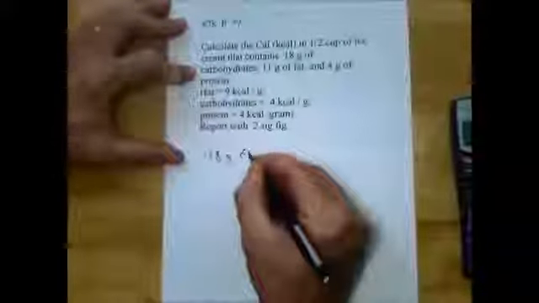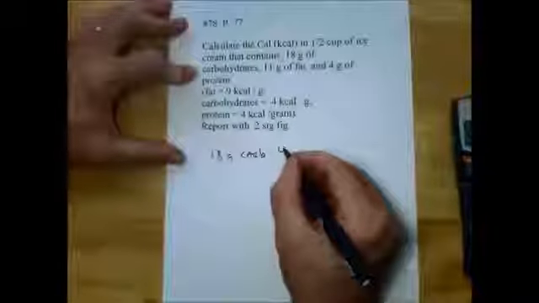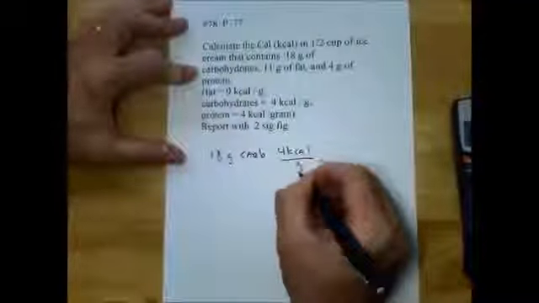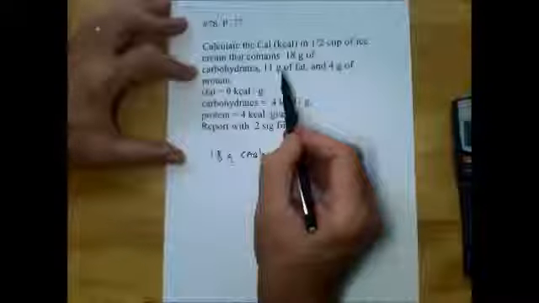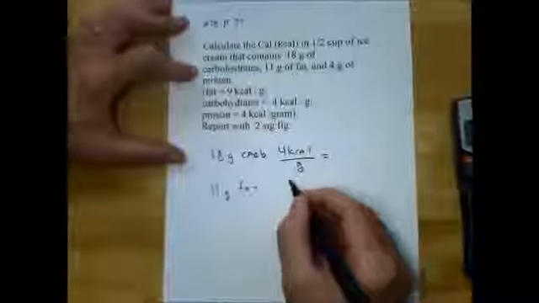And so once again, we'll just add them all up. So what do we got here? We have 18 grams of carbohydrates, and we're going to multiply it times the carbohydrate value, which is 4 kcals per gram. And now we have 11 grams of fat up here, and so we go 11 grams of fat, and that is 9 kcals per gram. There it is right there. And finally we have 4 grams of protein, and it's also 4 kcals per gram.